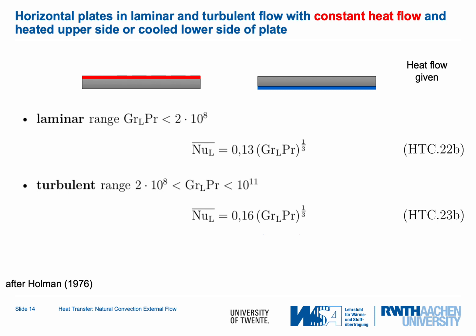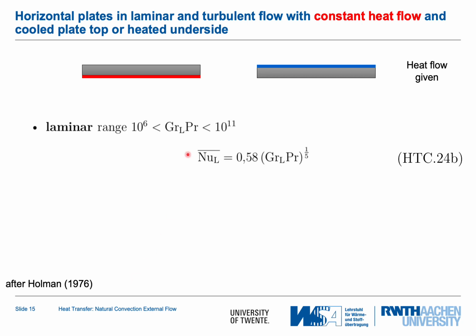Finally, we can look at a similar case, a plate heated on the upper side and cooled on the bottom side for the case of a constant heat flux. That is where we have the heat flux given, where you see two correlations. Nusselt is 0.13 Grashof Prandtl to the power 1 over 3. And in the turbulent range, which is valid for Grashof Prandtl between 2 times 10 to the power 8 and 10 to the power 11, there we see 0.16 Grashof times Prandtl to the power 1 over 3. Also, these correlations are taken from the work of Holman.